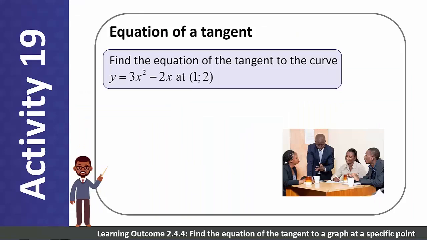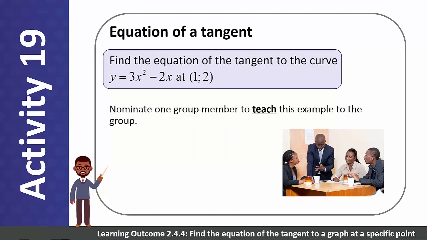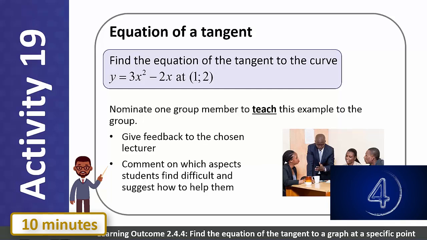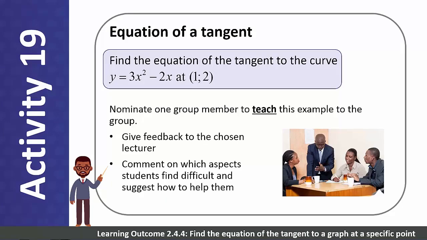Please work in small groups to do this activity on finding the equation of a tangent to a curve. Nominate one group member to teach this example to the group. Give feedback to the chosen lecturer. Comment on which aspects students find difficult and suggest how to help them. Let's watch a video of the solution.